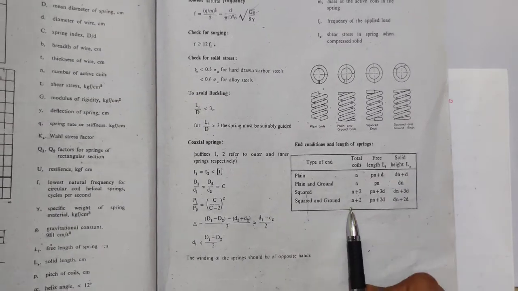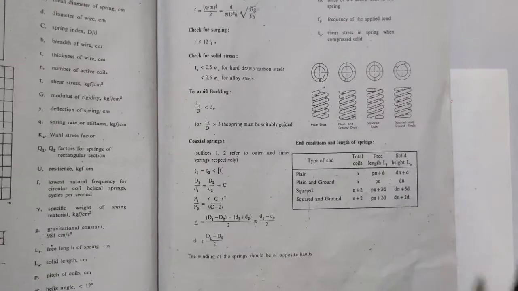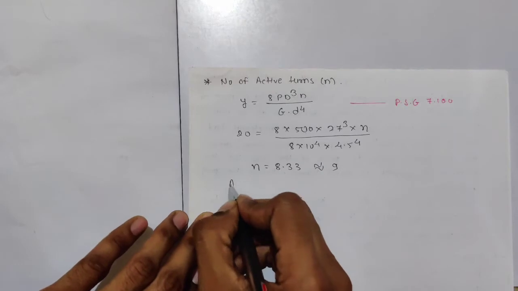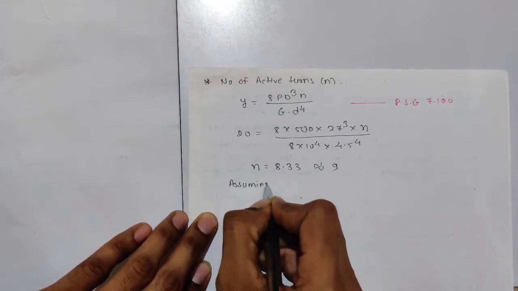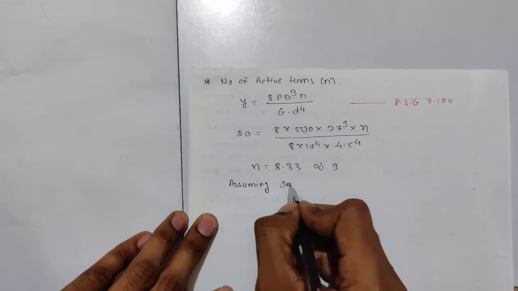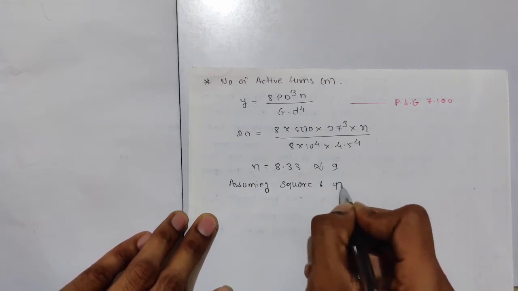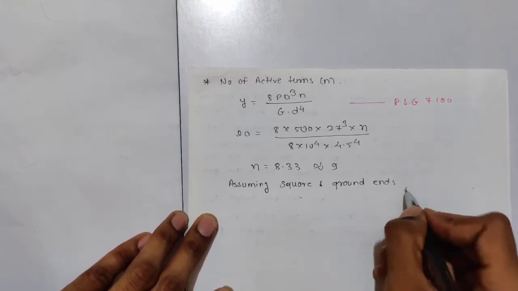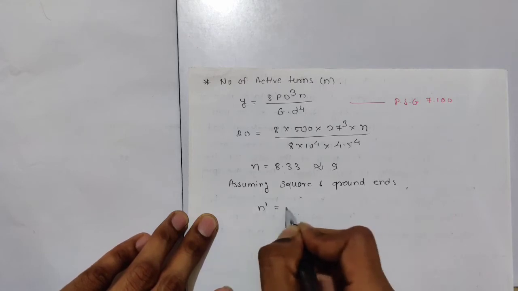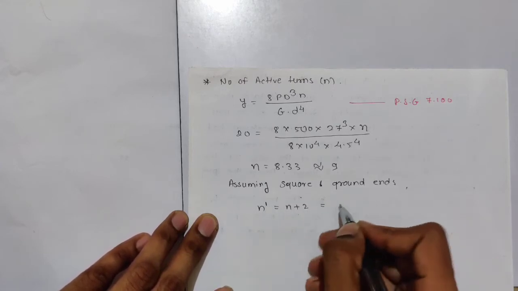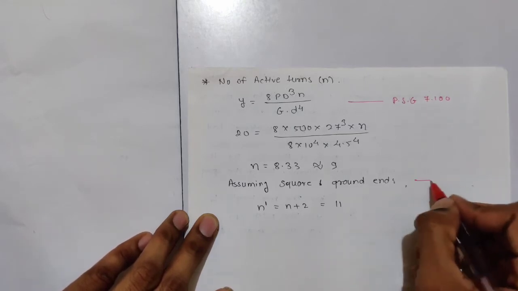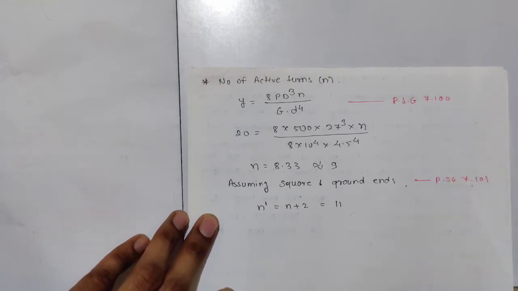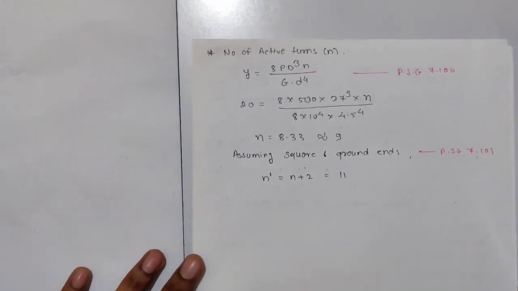For square and ground ends, the total coils is n plus 2. So, assuming square and ground ends, the total number of coils n dash is equal to n plus 2, and that is nothing but 11. This is from PSG 7.101. Right, hopefully you are understanding the problem.